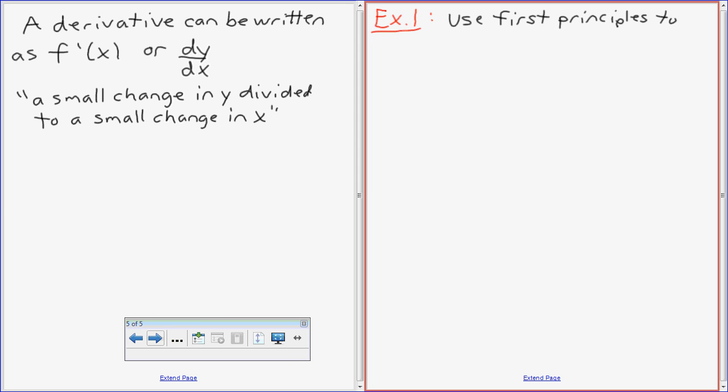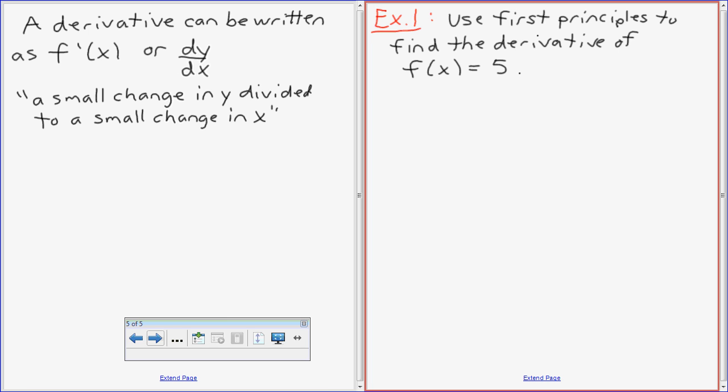To find the derivative of f of x is equal to 5. Okay? Now, before we even solve this one, let's talk about what it means.